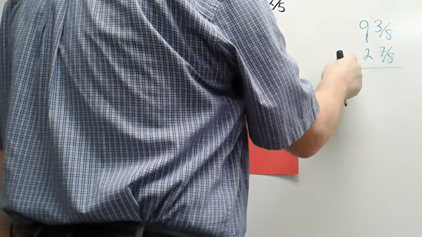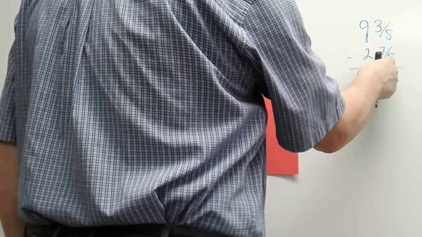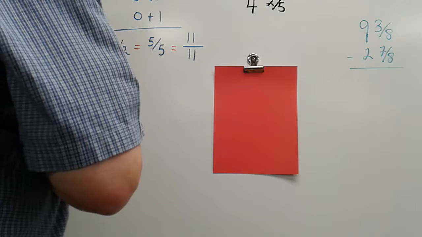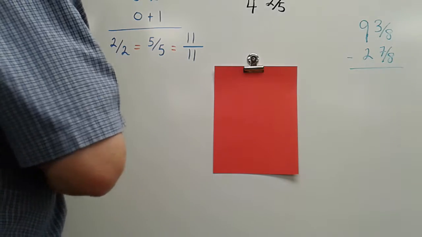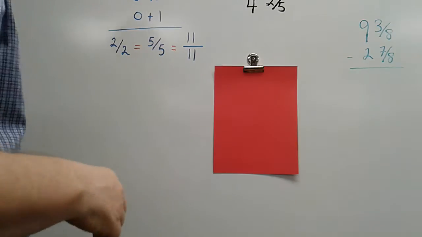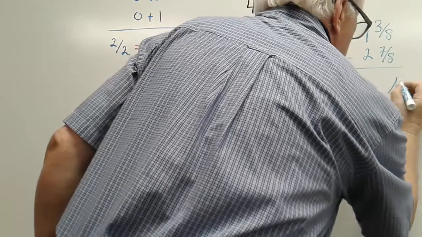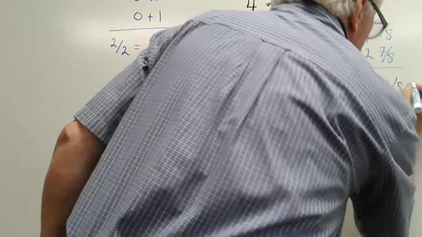Now here's another example. 9 and 3/8 minus 2 and 7/8. Now, notice that this is fractional, and so I look at the fractions. Do I have a common denominator? Yes, I do. So I can go ahead and add or subtract, in this case subtract my numerators. But 3 minus 7 is not something that 4th grade students can do. So I'm going to have to borrow. I have to get more over here, so I'm going to have to borrow.